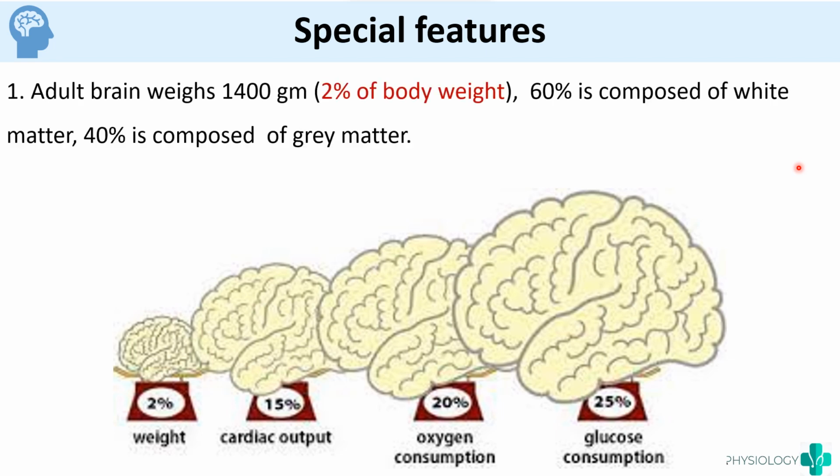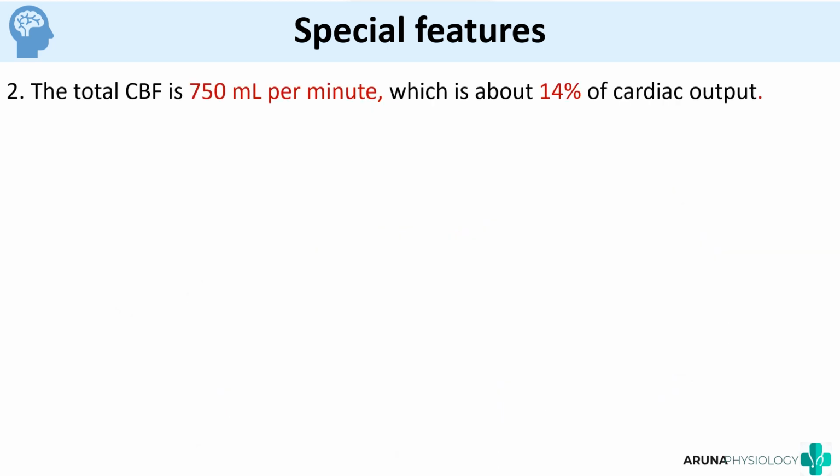The adult brain weighs around 1400 grams, which is 2% of the body weight. Of this, 60% is composed of white matter and 40% is composed of gray matter. So the brain consists of only 2% of our body weight. But what about the blood flow?